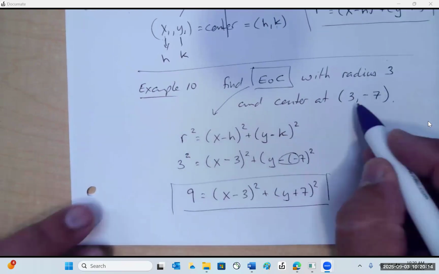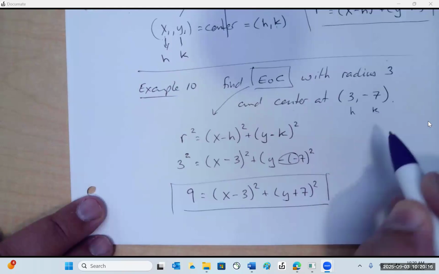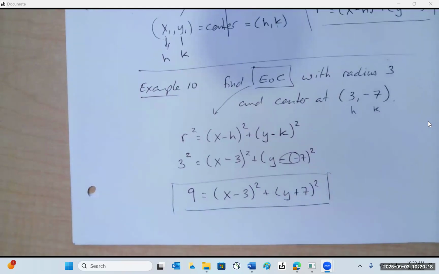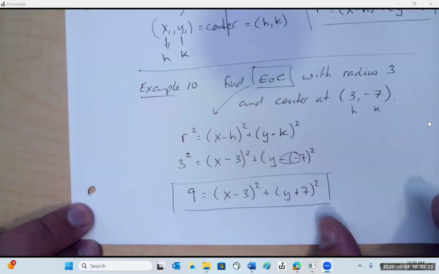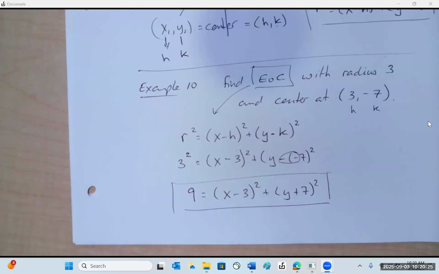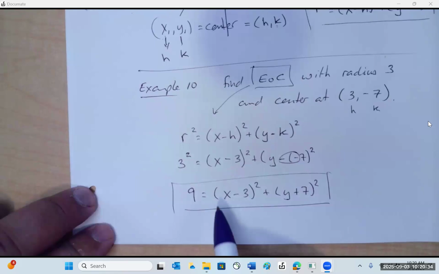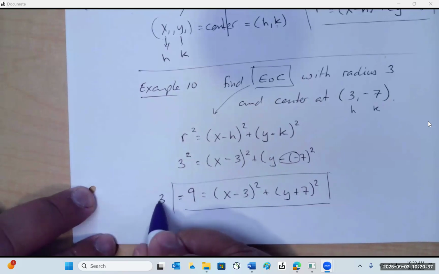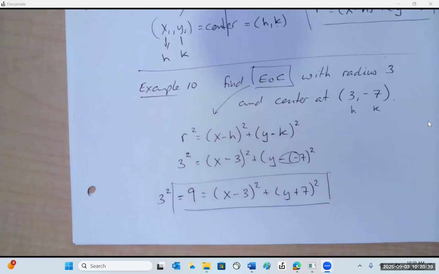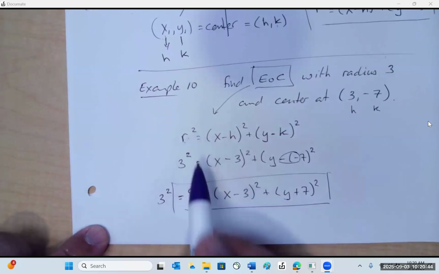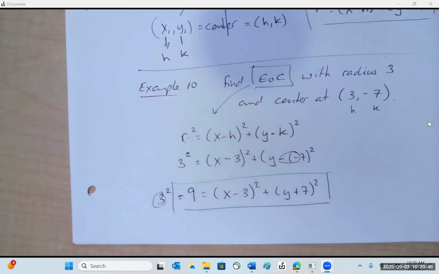H and K are the X and Y values of the center. Nope, that's just the equation of a circle. It tells us everything we need. You could have left it at 3 squared, which would have been more descriptive because R under the square, this is the radius I have.